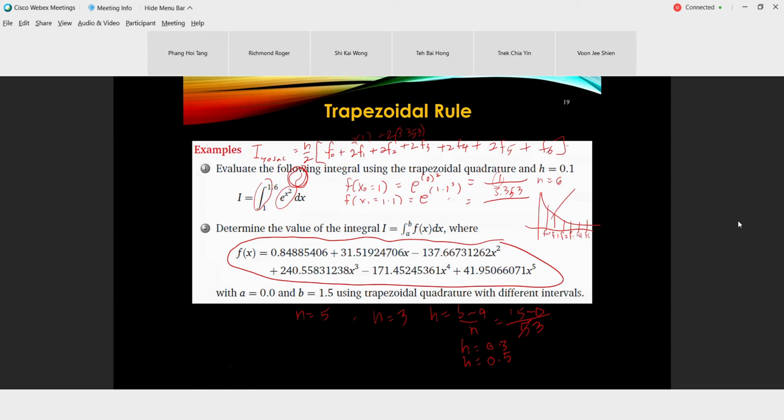Then you can comment on what happened. If you choose h of 0.5, a large step size, it will reduce the accuracy of the computation. If you use h of 0.3, it is a smaller gap, so it will increase accuracy. Any questions? Understand? So it's simple for rectangular and trapezoidal. Any other questions?